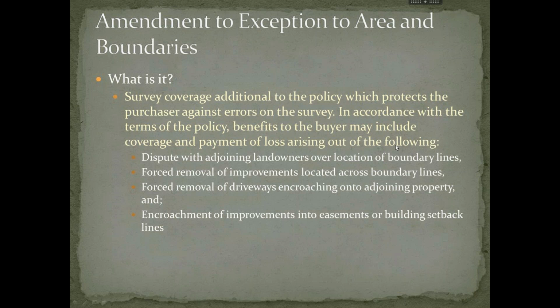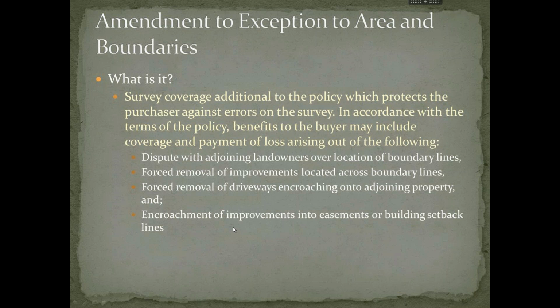Now, the very first one, the area and boundaries exception, is the most common question that we get all the time, as we know. We know that it's considered survey coverage, right? But what exactly is the amendment to exception to area and boundaries? Well, it's survey coverage that's additional to the policy and it protects the purchaser against errors on the survey. Now, these errors could possibly be one of these 4 following here.